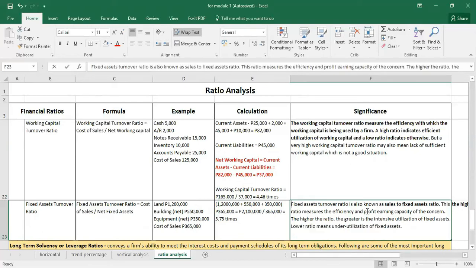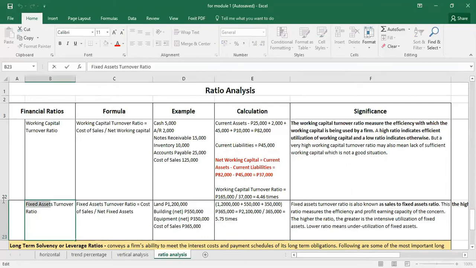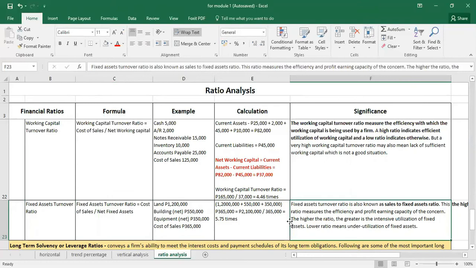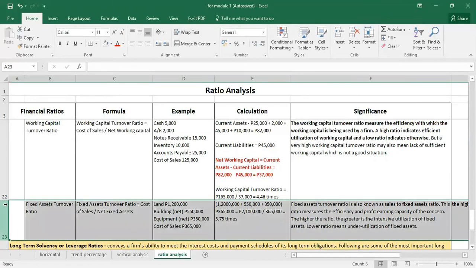So, the profit earning capacity of our fixed assets. The higher the ratio, the greater the intensive utilization of fixed assets. A lower ratio means underutilization of fixed assets. So, with the fixed asset turnover ratio, we measure how efficiently we are utilizing the fixed assets that we have.